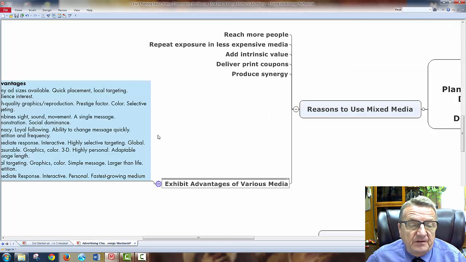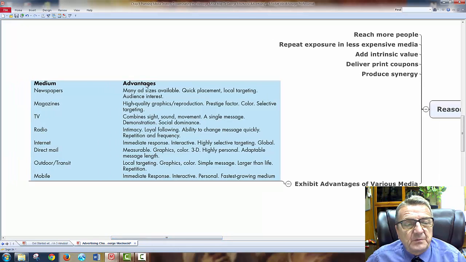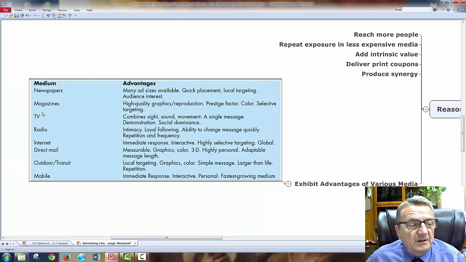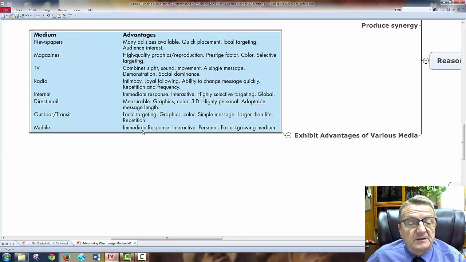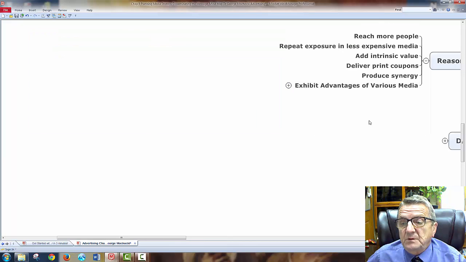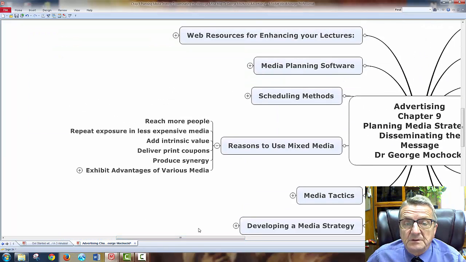An exhibit of the advantages of various media. If I'm looking at this, here are some advantages. Newspapers: many ad sizes, quick placement, local targeting. Magazines: high quality reproduction, prestige, color, selective. TV: combined sight, sound, movement, single message, demonstration, social dominance. Radio: intimacy, loyal following, ability to change message quickly. Internet: immediate response, interactive, highly selective targeting, very global. Direct mail: measurable by graphs, 3D, highly personable, could go to the zip code. Outdoor: location targeting, graphs, color, simple messages, larger than life, repetition. And mobile: immediate response, interactive, impersonal, fast growing. Okay, that's your audience there. We're going to have a few more here. You're going to have 3 more.